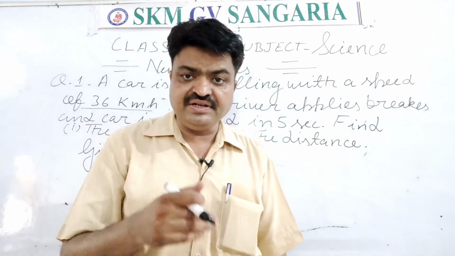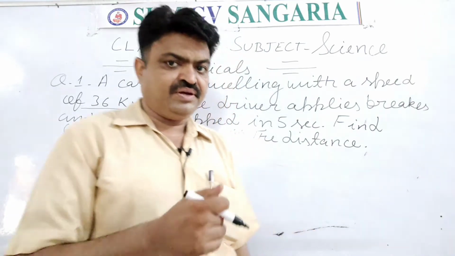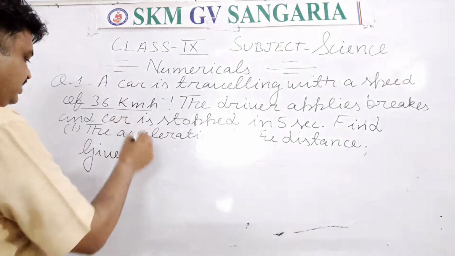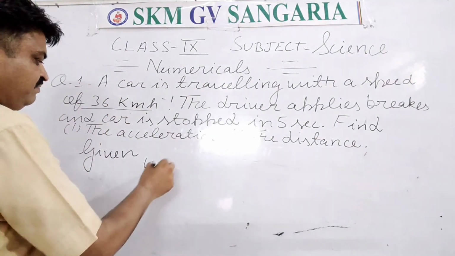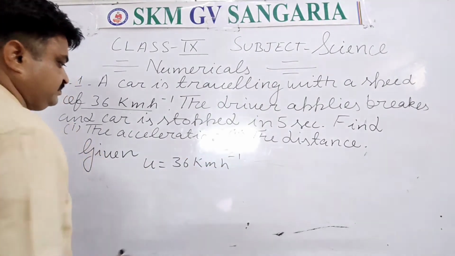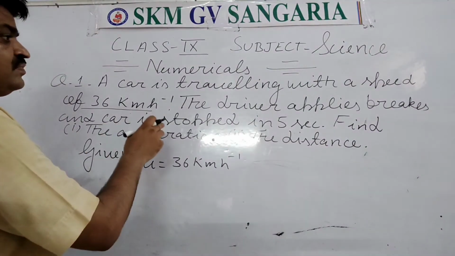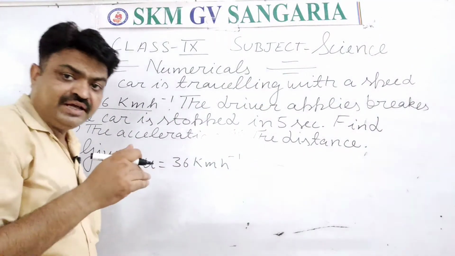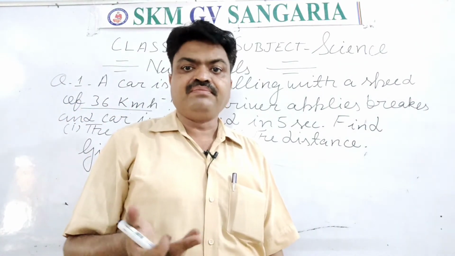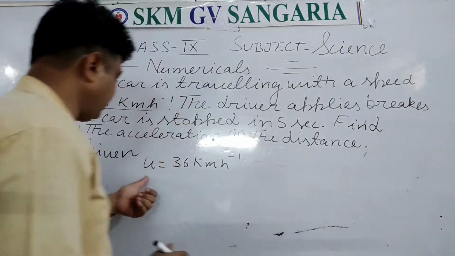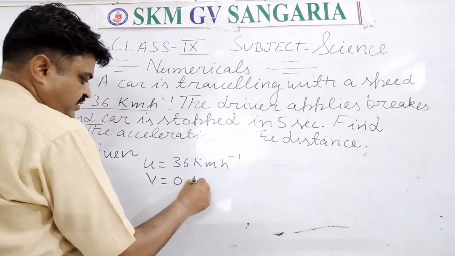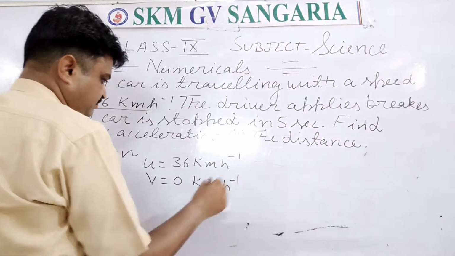Yes, you are right. It is initial velocity because the driver applies the brake on the car. So in the given you will write the initial velocity, u = 36 km per hour. When the driver applies the brake, at that time the final velocity becomes 0. So you write here the final velocity v = 0, also in kilometer per hour.